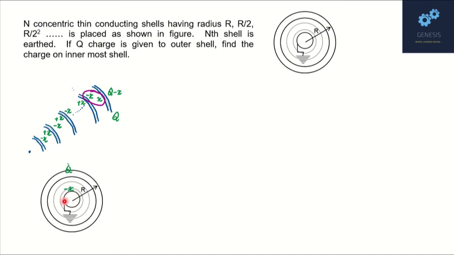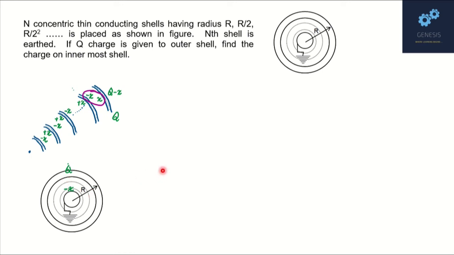How to write the potential for this one? To write the potential, we must take care that potential of the innermost shell is not only due to its own charge minus X, but also due to the contribution from this plus Q. Many students only write the potential due to its own charge and forget the contribution at that location due to surrounding charges. That is a big blunder, and that is why many students fail to get the final answer. So make sure that whenever you are writing potential of any system, you write the potential of the system due to its own charge plus potential due to the contributions from surrounding charge.